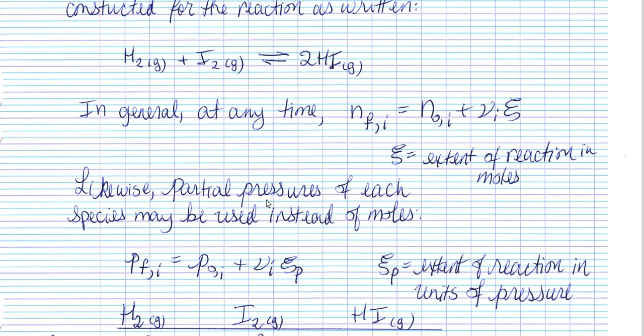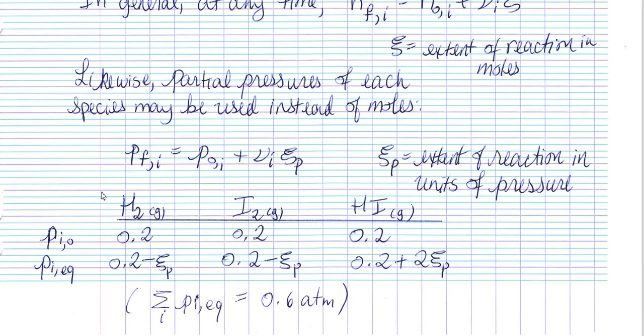Now, likewise, partial pressures of each species may be used instead of moles in a quote-unquote mole table. When that is done, the expression is simply that the final partial pressure of species I is equal to the initial partial pressure of species I plus nu sub I times extent of reaction. But now the extent of reaction is on a pressure basis. So here, extent of reaction is in units of pressure.